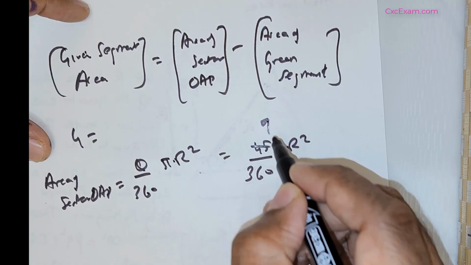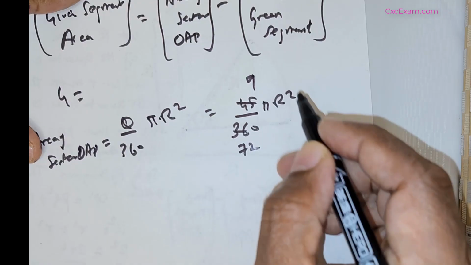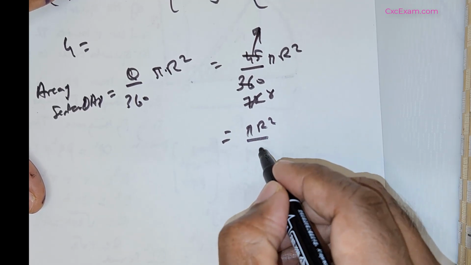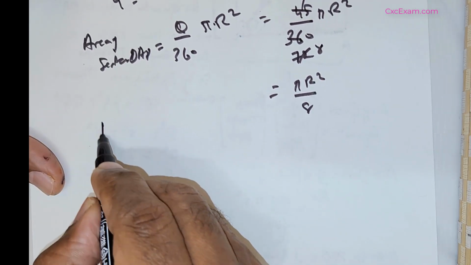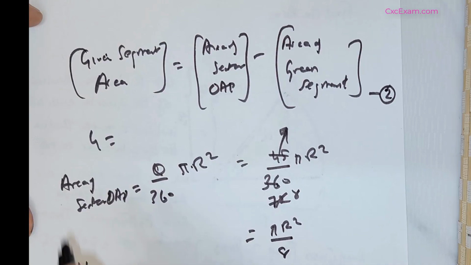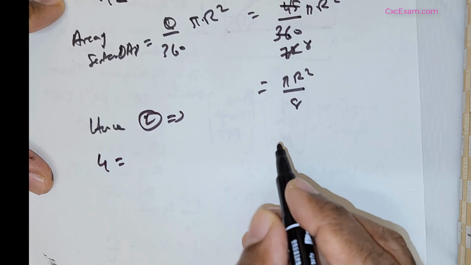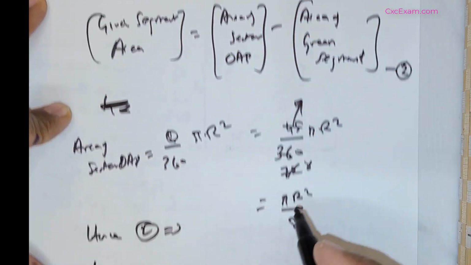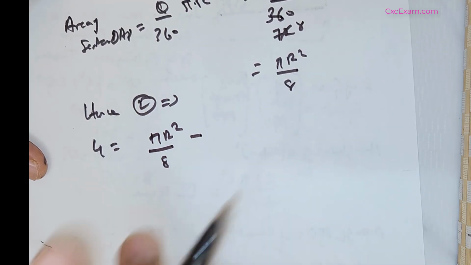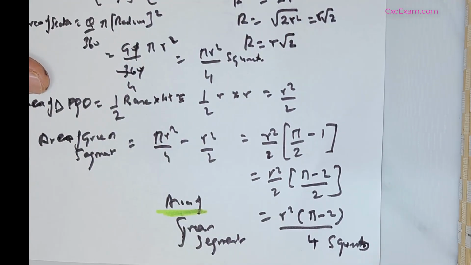Now 45 divided by 5 is 9, and 360 divided by 5 is 72, and 9 divides 72 eight times. So you have pi capital R squared divided by 8. Hence, 4 is equal to this region: pi capital R squared over 8 minus the green segment region. Okay, we have to use this green segment region.